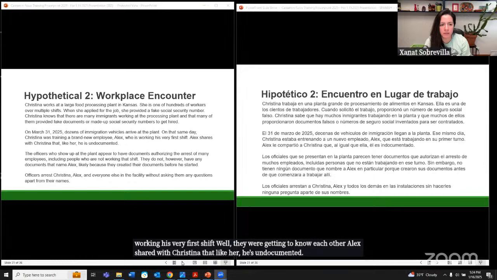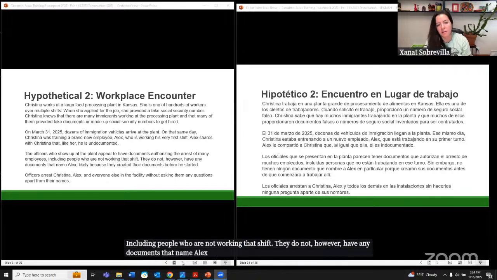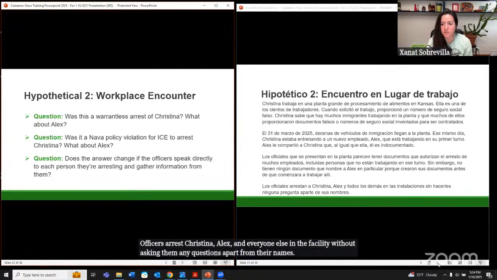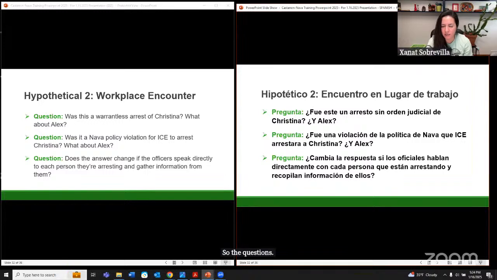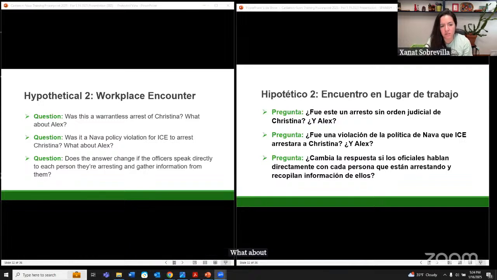The officers who show up at the plant appear to have documents authorizing the arrest of many employees, including people who are not working that shift. They do not, however, have any documents that name Alex in particular because they created their documents before he started working there. Officers arrest Cristina, Alex, and everyone else in the facility without asking them any questions apart from their names. So the questions: was this a warrantless arrest of Cristina? What about Alex? Was it a Nava policy violation for ICE to arrest Cristina? What about Alex? Does the answer change if the officers speak directly to each person they're arresting and gather information from them?